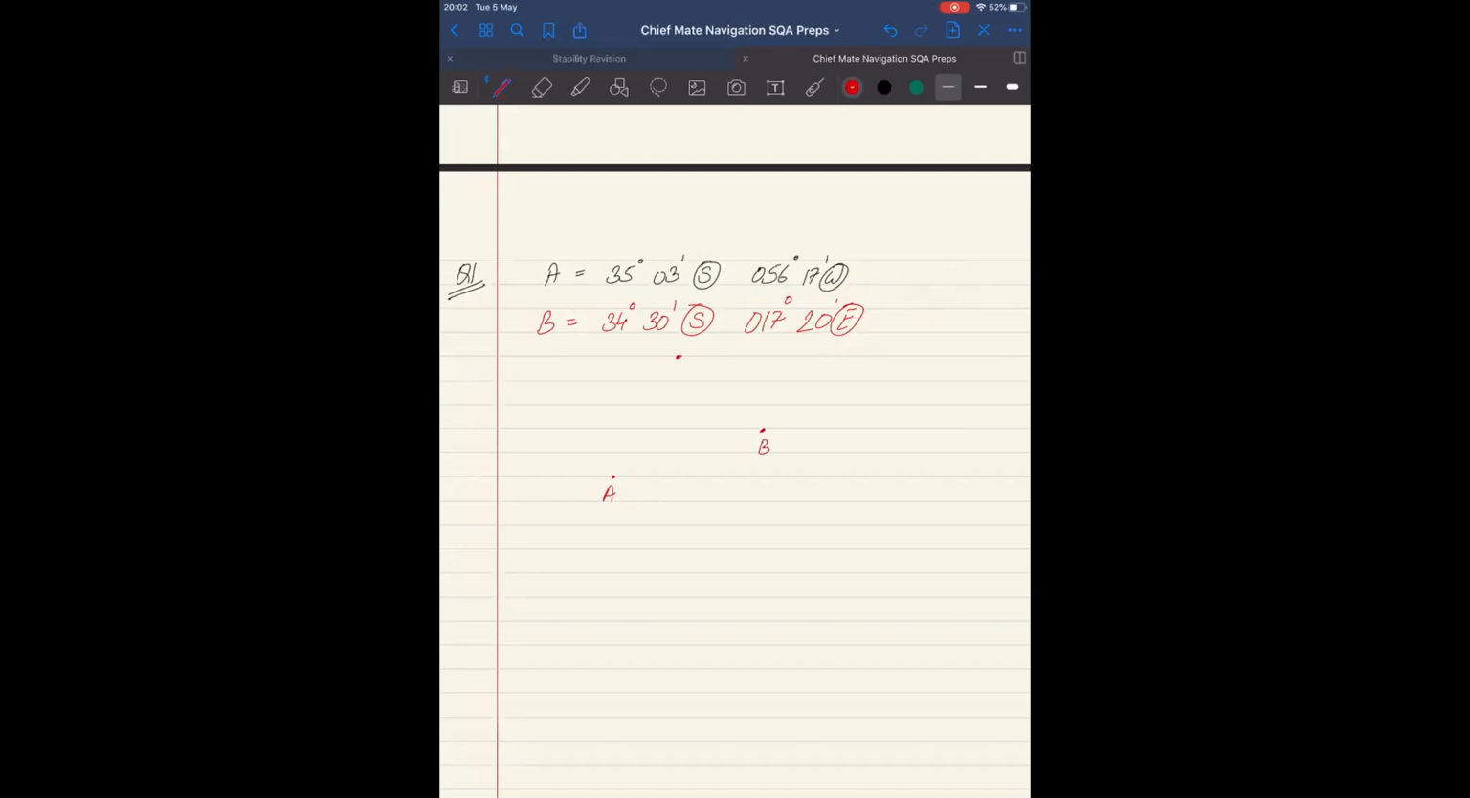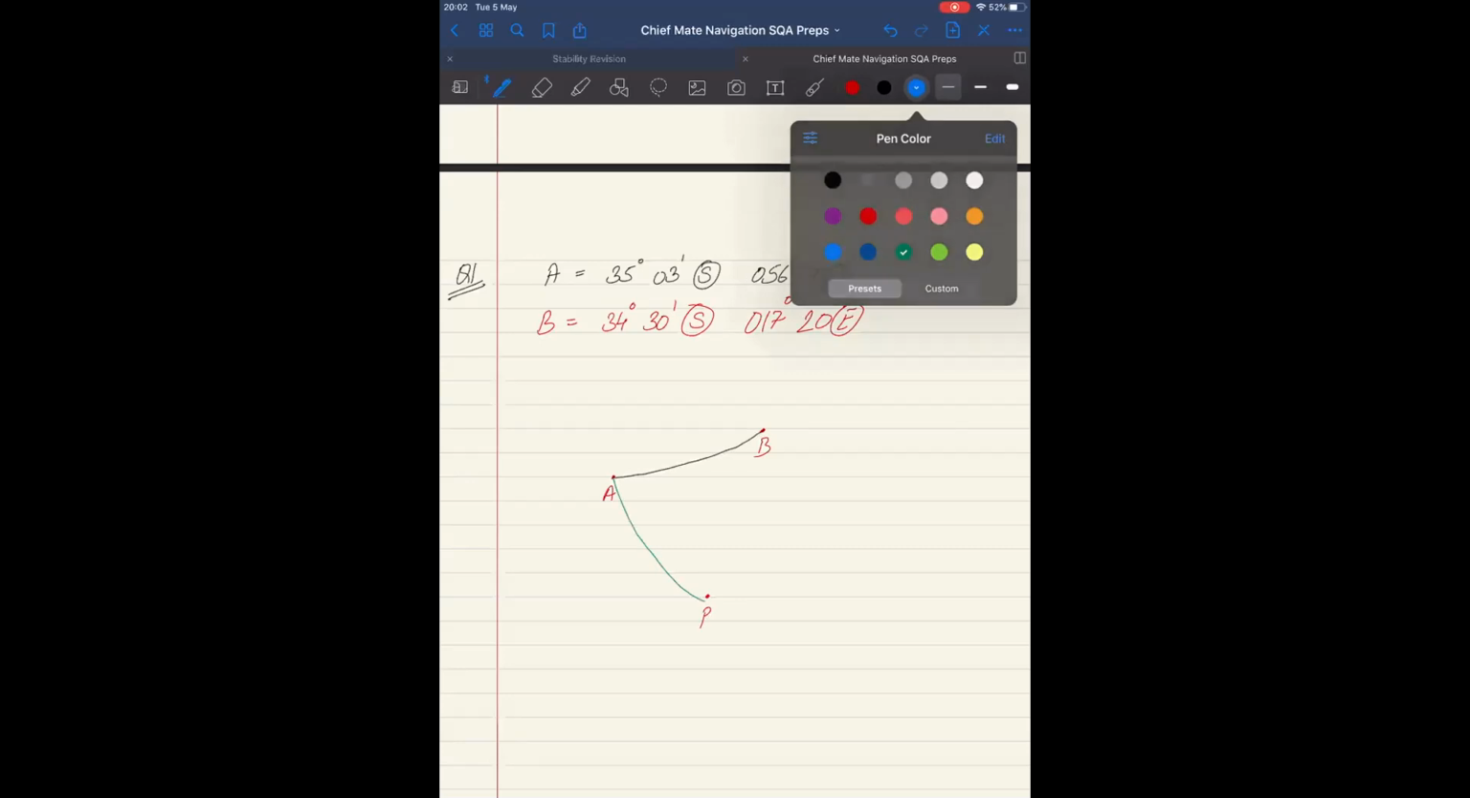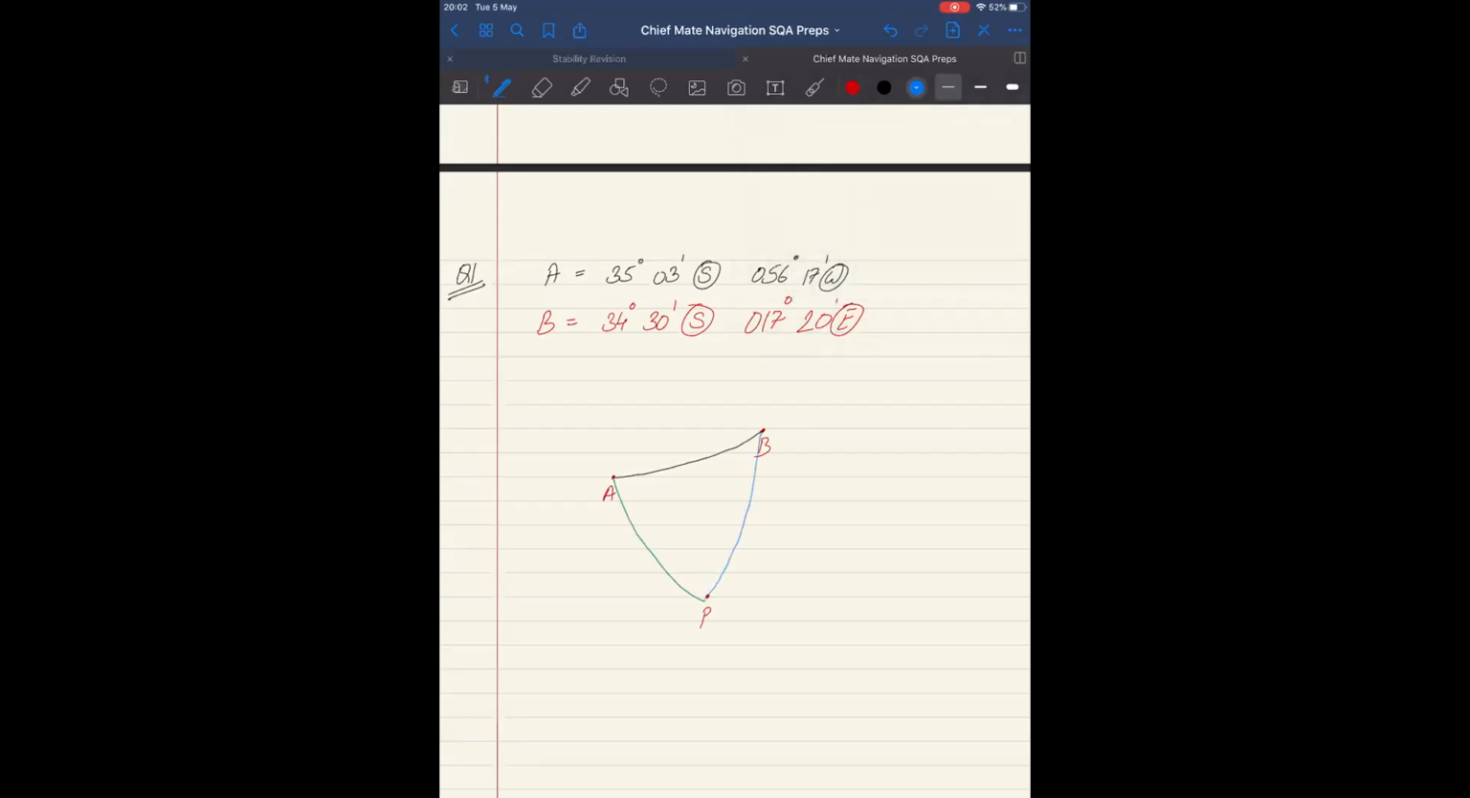You will always have a pole in this diagram. In this case, it is the South Pole because all of this is in the southern hemisphere. So I'll name it as pole P. So this was the great circle that we were drawing. This green ink is the longitude of A, and this blue ink is the longitude of B.